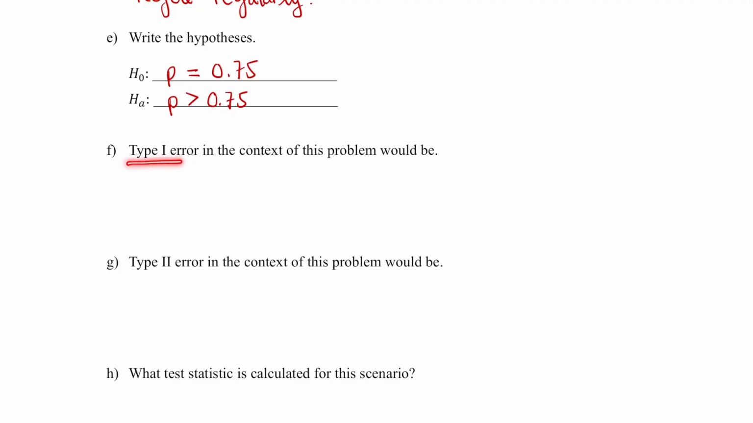Question F, we want to describe the type 1 error. A type 1 error means we reject the null hypothesis when the null hypothesis is actually true. In this problem, that means we conclude that more than 75% of households recycle regularly, when in fact, it is 75%.